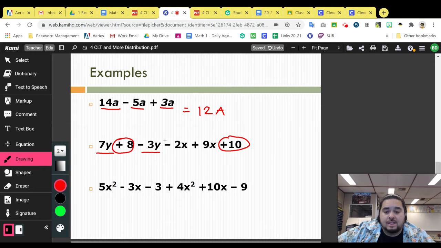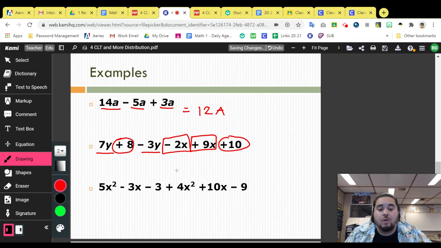And then with the x's, I'm going to put those into rectangles. So again, make sure you get the sign. So like this one, I make sure the negative is in there with the 2x. And then I have the positive 9x. Okay. Now this is just like a visual cue to let me know what I'm putting together. So I'm going to go in alphabetical order.